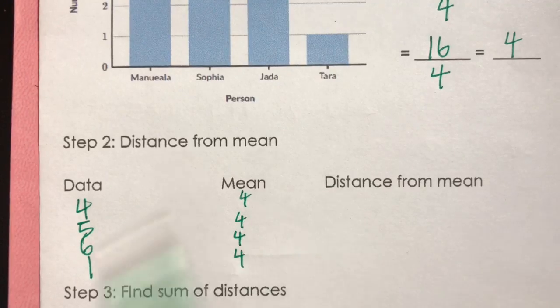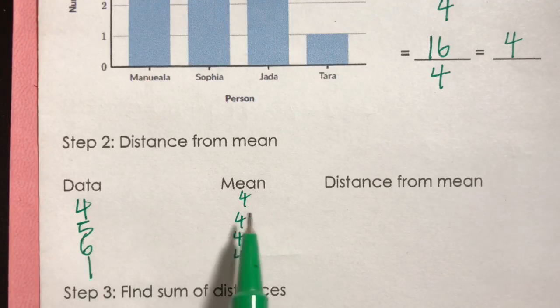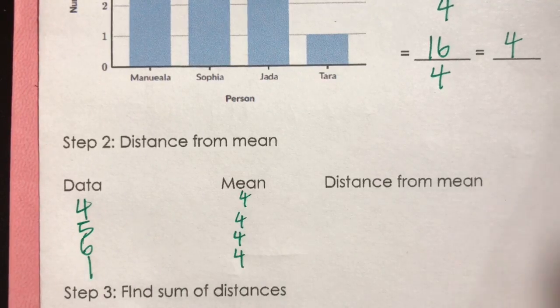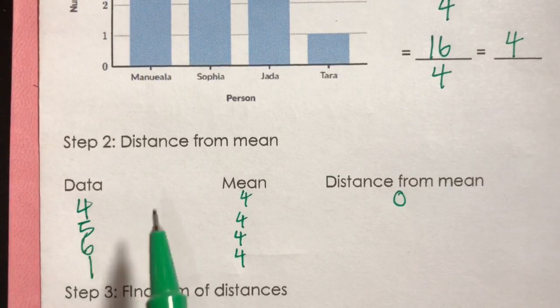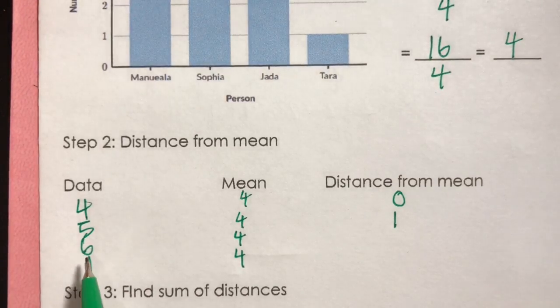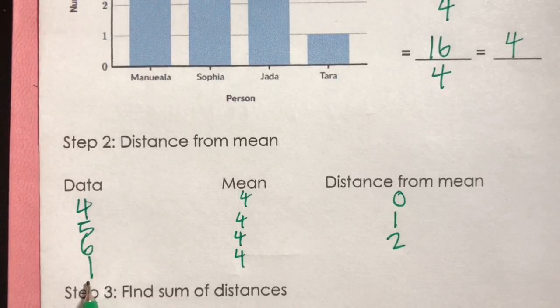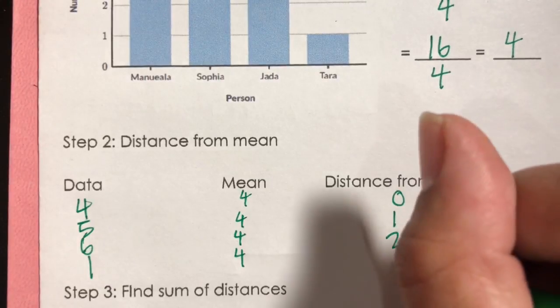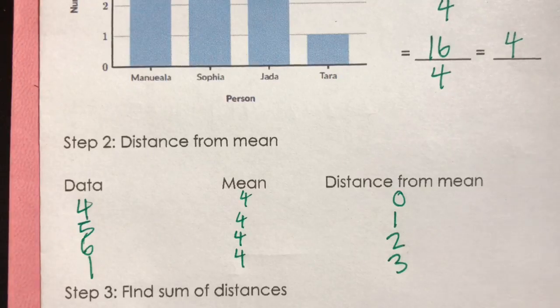So this is what's interesting. Now we have 4 and 4. How many units do we have to get from 4 to 4? You should say 0, none, because it's already 4. Now how many units do we need to jump to get from 5 to 4? It is 1. How many units do we have to jump to get from 6 to 4? It is 2. And then how many units do we need to jump to get from 1 to 4? Which is 3. Okay, so we have 0, 1, 2, and 3.